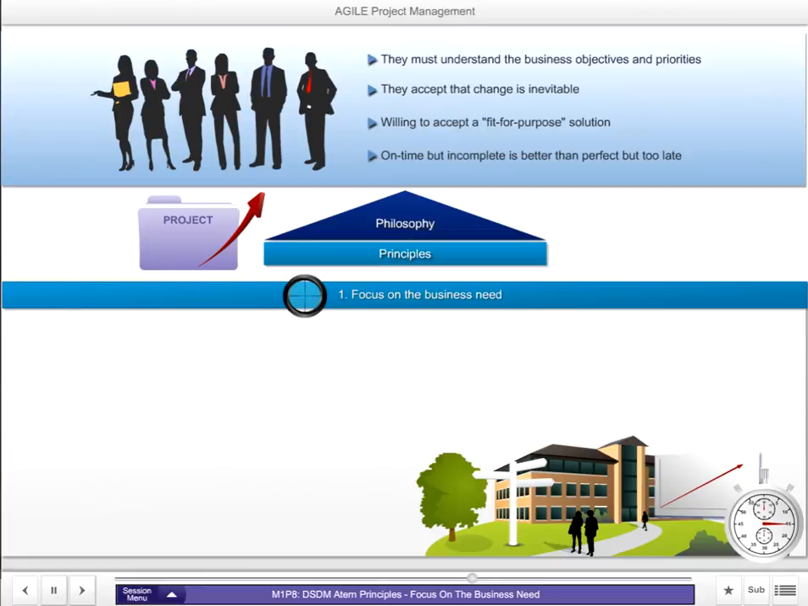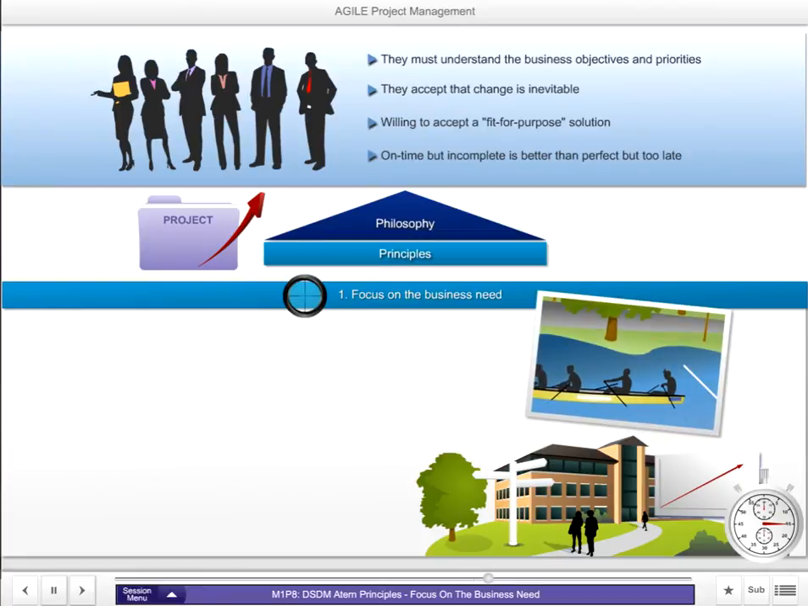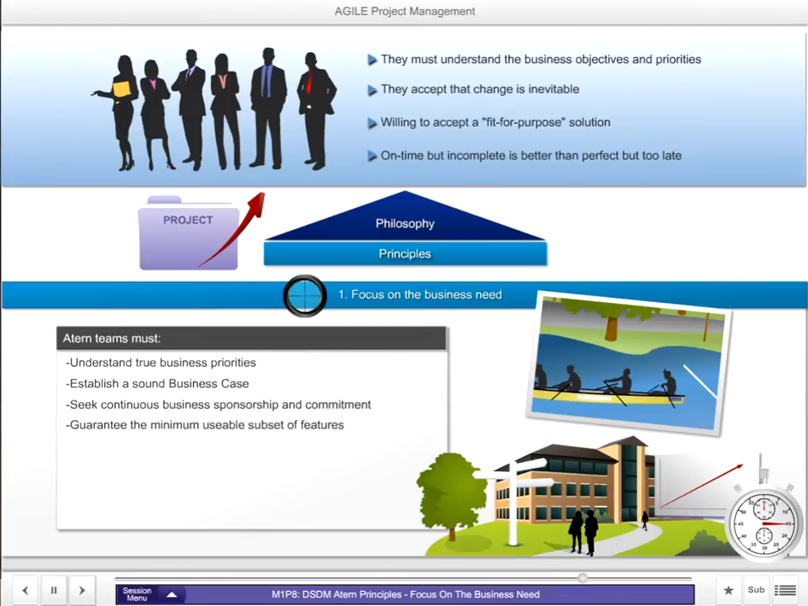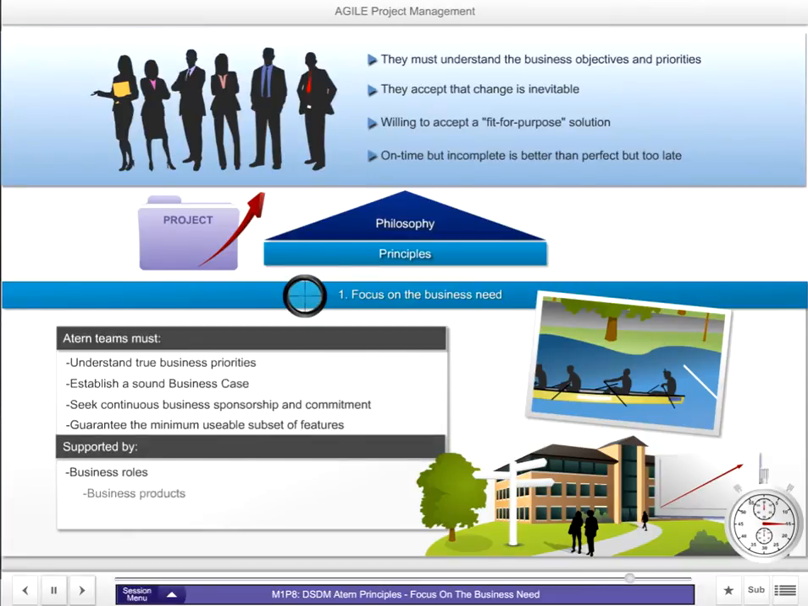This principle requires that all the teams within a Tern project fully understand the true business priorities, establish a sound business case for the work they are doing, seek continuous business sponsorship and commitment, and can guarantee the minimum usable subset of features that have been agreed. Later in the course, we will be looking at specific business roles and products that enable Tern to fulfill this principle, as well as supporting techniques such as time boxing and MoSCoW prioritization.